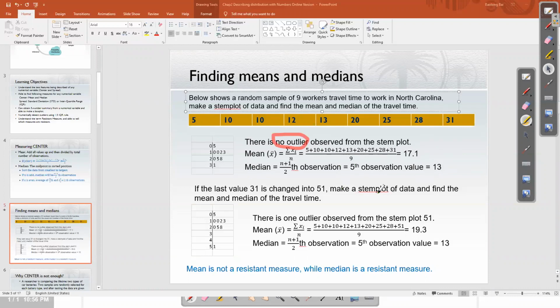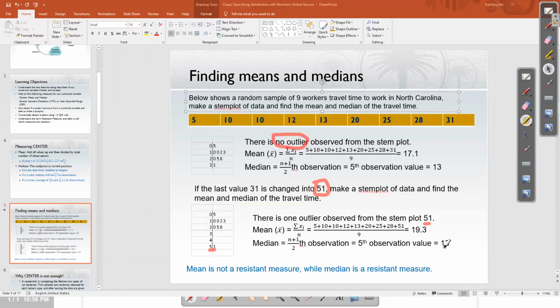So now we want to make a little change. If we change the 31 into 51, then when you make a stem plot and look at the outliers, it looks like this number 51 is an outlier, right? This is an outlier. So then for this new data set, if we calculate the mean and the median, the mean will be 19.3 and the median will be 13.